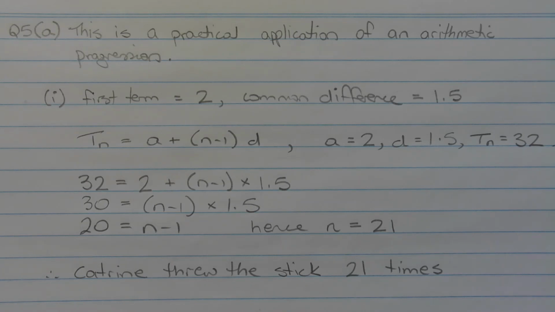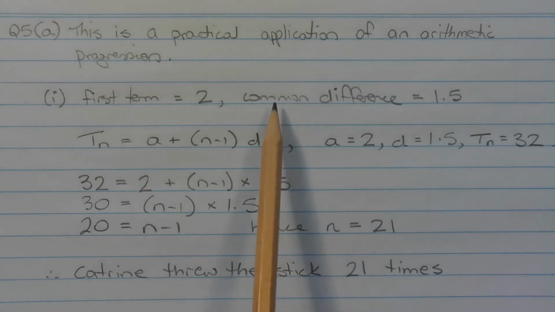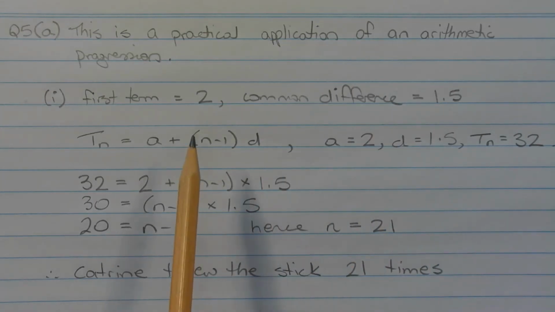Now the question is asking for how many times did Katrine throw the stick. And to do that, we need to apply the general term of an arithmetic progression formula, which is Tn, or the nth term, is equal to a plus (n minus 1) times d, where a represents the value of the first term, d represents the value of the common difference, and n is the position of the particular term that we're looking for. So we're looking for the position of the term that corresponds to 32 meters. And that corresponds to the number of times that Katrine has thrown the stick.